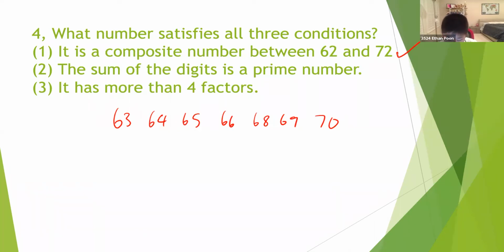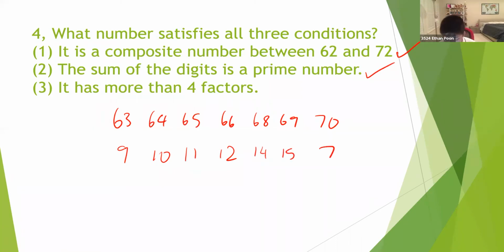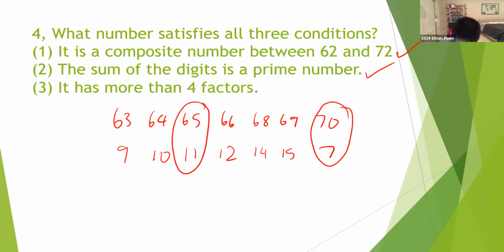The sum of the digits is a prime number is our second objective. So we add them up for all these. So this one's digit sum is 9, 10, 11. Wait, hold on. There we go, 11, 12, and then 14, and then 15, and 7. As we can see, only 70 meets this requirement, and 65, since 11 and 7 are the only prime numbers here.